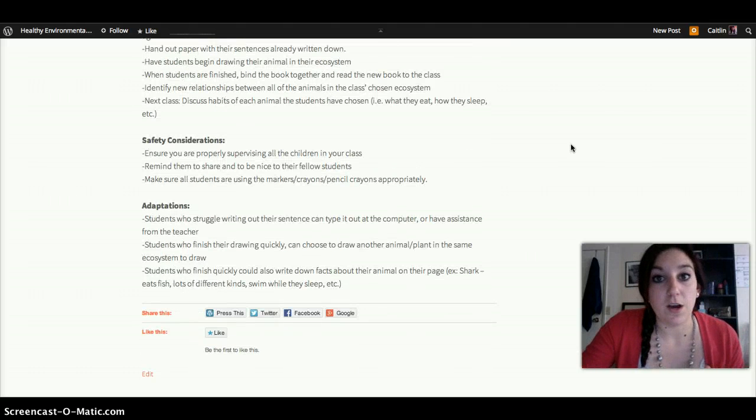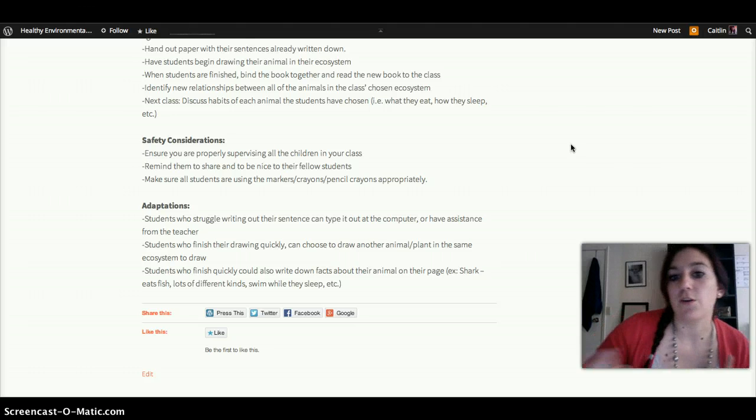Safety things that you need to consider. Ensure you're properly supervising all children in your class, especially since it's kindergarten. Remind them to share and to be nice to their fellow students, and make sure all students are using their markers, crayons, and pencil crayons appropriately. Help students that need help.